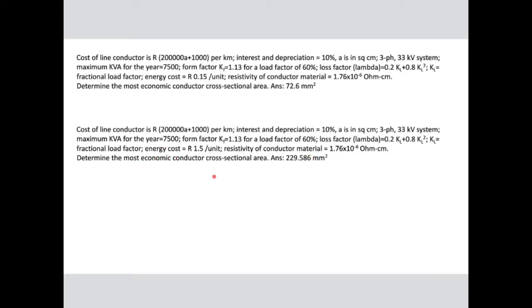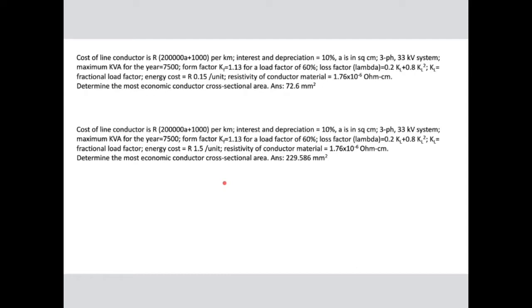The second one, you will start the second one. So this minute, I'll come after that. What is given there, just read it. The cost of line conductor is given as 200,000 A plus 1,000 per kilometer, and A is in square centimeter. We always need to take note of what is the unit of A. A is in square centimeter.